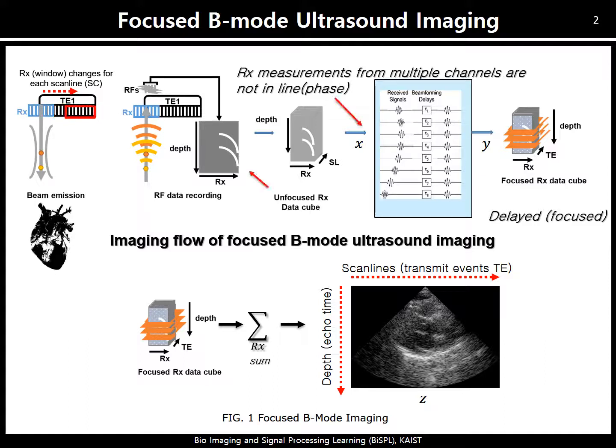For example, as shown in figure 1, the return echoes from individual scan lines, especially in focused beam mode imaging, are recorded by multiple receivers. Since receive measurements from multiple channels are not in phase, delay and sum beamformer applies time delay to the receive measurements and combines them to form the image at each scan line.